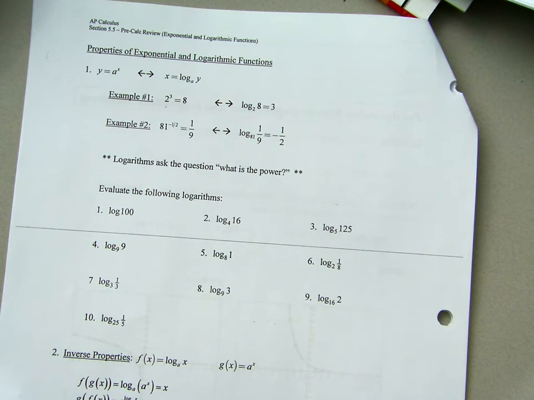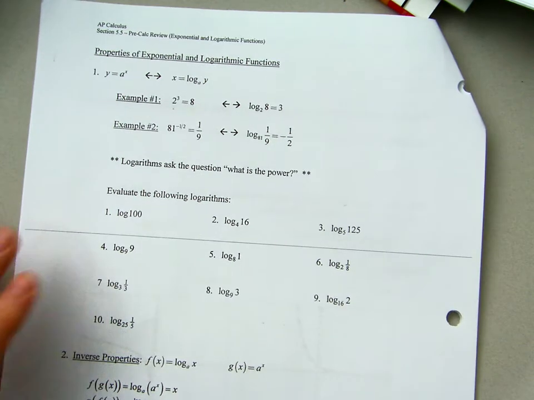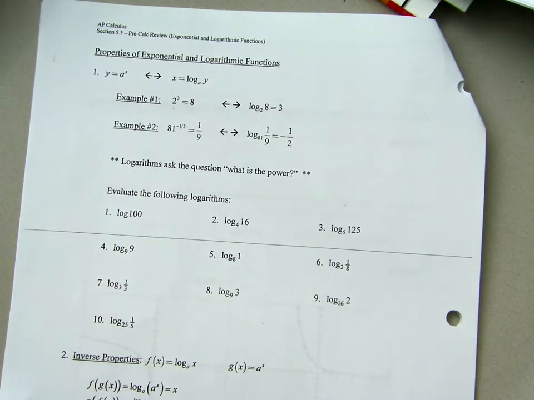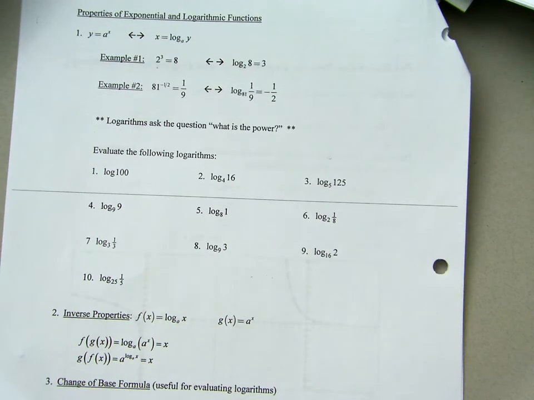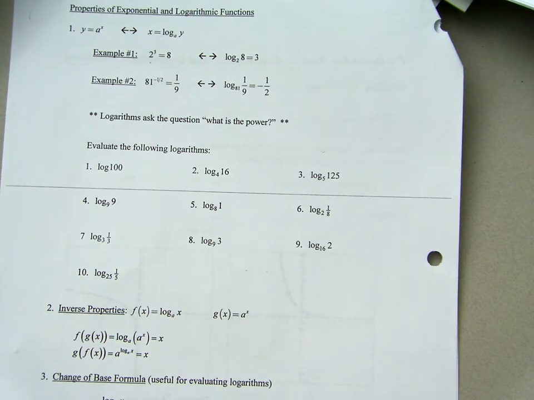So you're going to figure out some logs. But did I mess up in the first one and forget to give you a base? No. What does it mean if there is no base? 10. Base 10. We call that the common logarithm. There's no base, it's base 10. Take a moment, figure those out by asking yourself, what's the power?